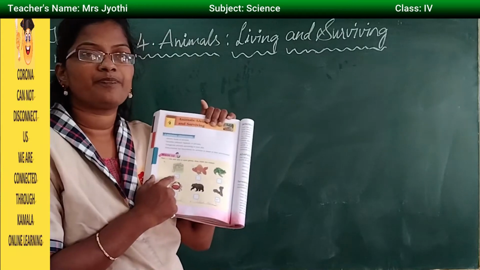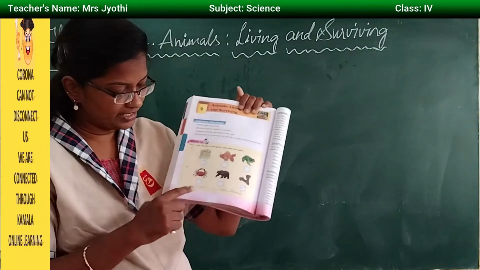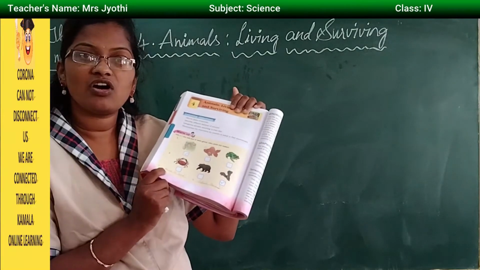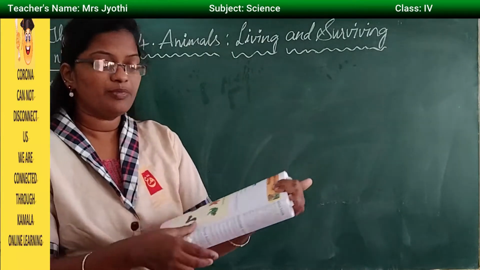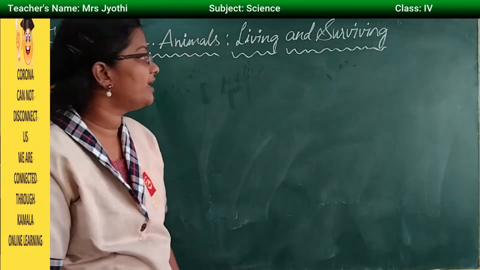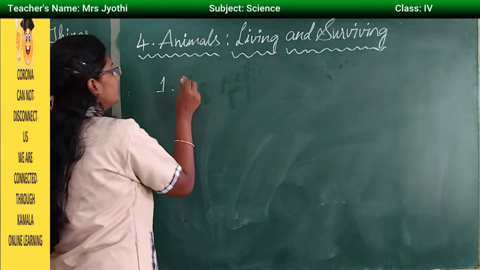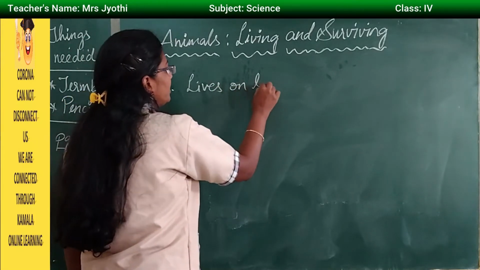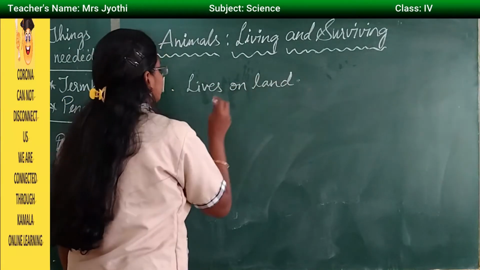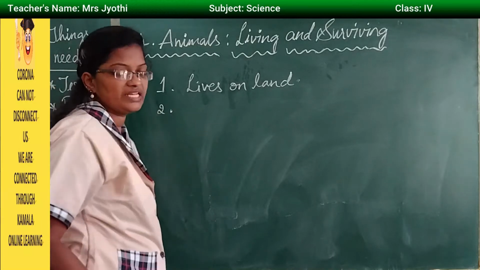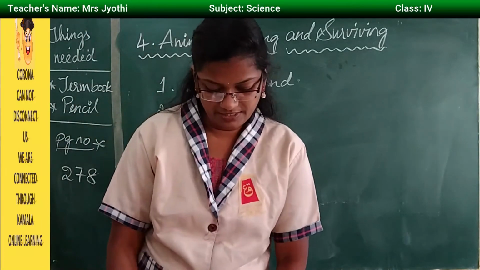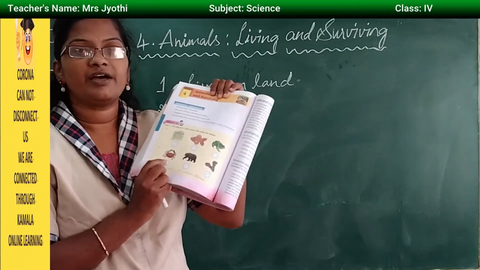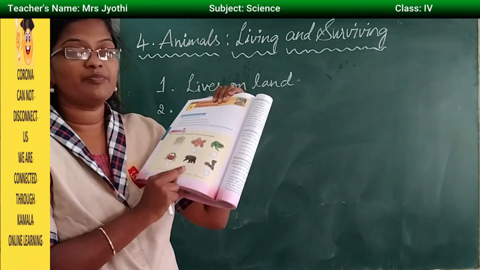So tick the lizard, and down here you have number 1. Why is the lizard the odd one? You have to write here: because it lives on land. So near the first one you write, it lives on land.